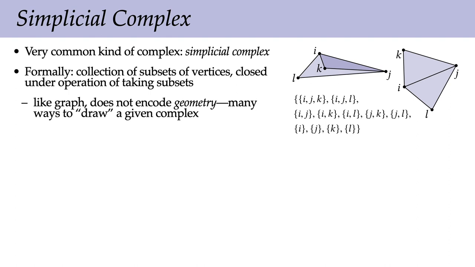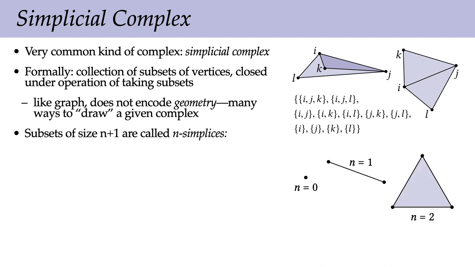Right? You can see that just by looking at this list. Where would the geometry be stored? Right? And so there are many, many different ways we could draw the same simplicial complex. Just as a matter of nomenclature, subsets of size n plus 1 are called n simplices. So a 0 simplex is a vertex, a 1 simplex is an edge, a 2 simplex is a triangle.